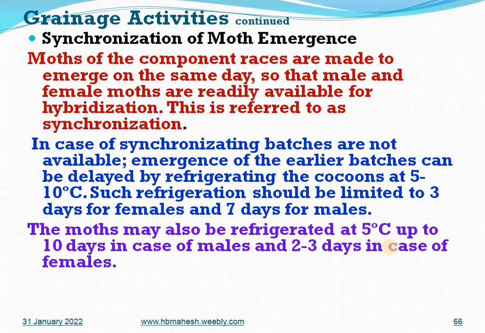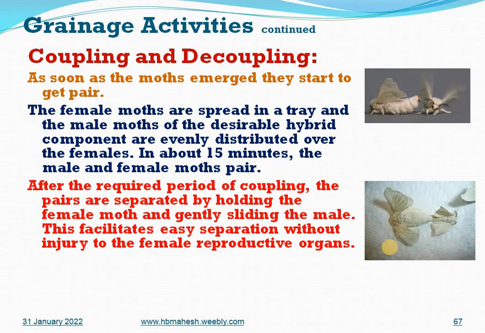If the refrigeration is increased, negative effects will be higher. This can be done at the cocoon stage, and in the same way at the moth stage. After emergence we can preserve male moths up to 7 days. Normally 7 days, but you can extend to 10 days, and 2 to 3 days in case of female. Normally you avoid the refrigeration of female moths.